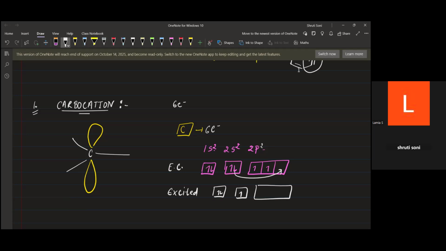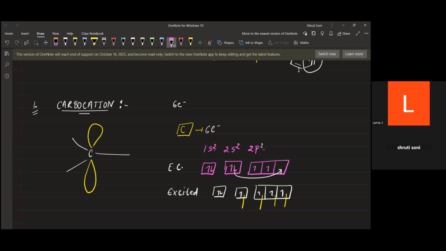Okay, so as we know, carbon forms how many bonds? Four bonds. And what is the reason? Because there are four vacant orbitals. See, there are four vacant orbitals which can gain one electron each. Okay, so let's suppose now we are talking about carbocation only.